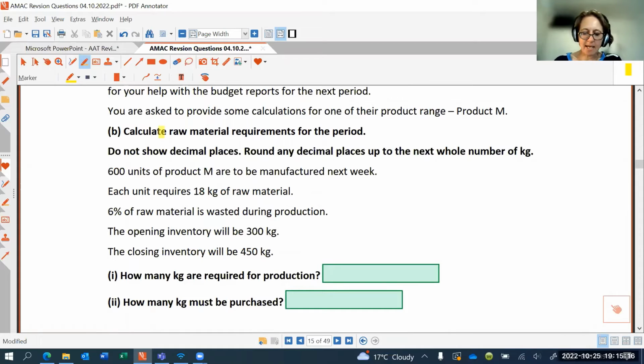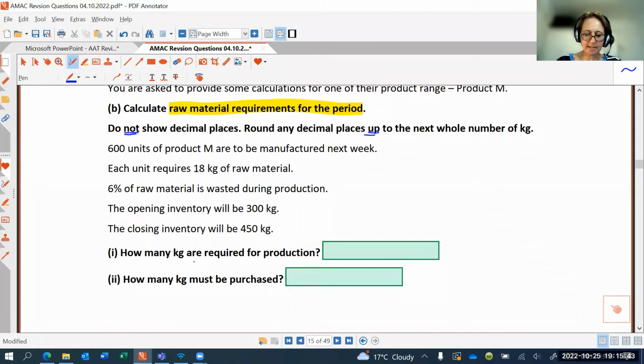It says, can we calculate the raw material requirements for the period? So a little bit of budget preparation here. There's also some instructions, very specific instructions here. Do not show decimal places. Round any decimal places up to the next whole number of kilograms. So if it gives me a specific rounding instruction, I've got to make sure that I follow it. And what I'm actually being asked for here are two things. How many kilograms are required for production? And then how many kilograms must be purchased?